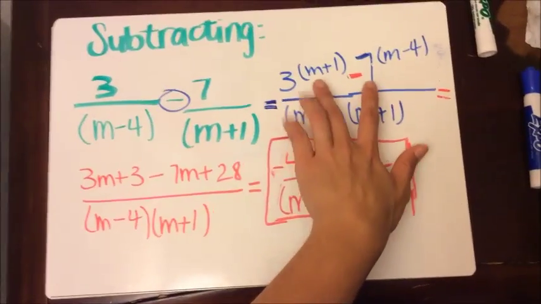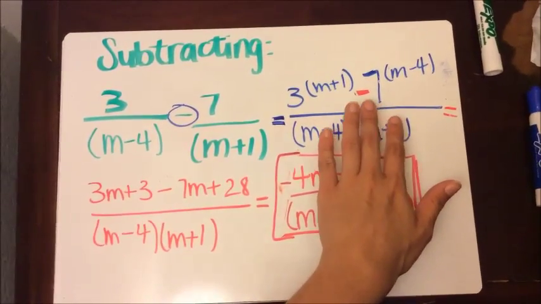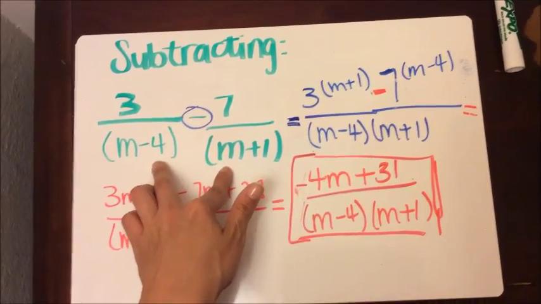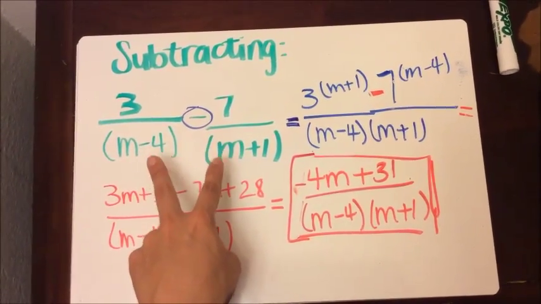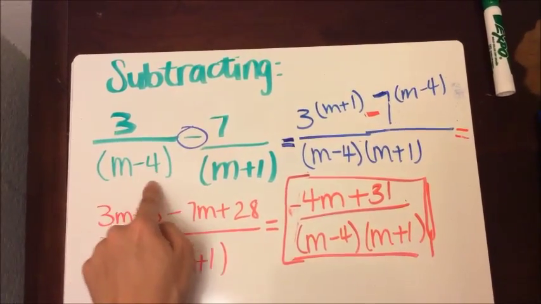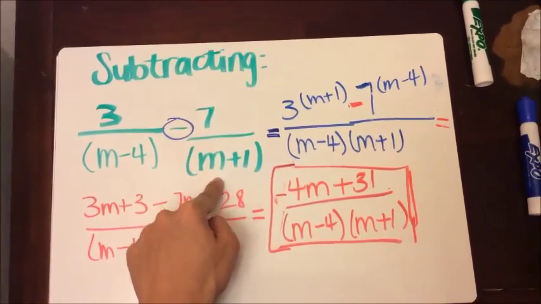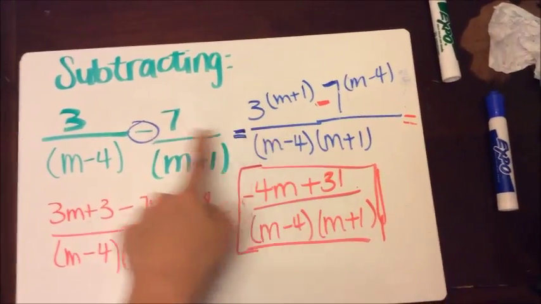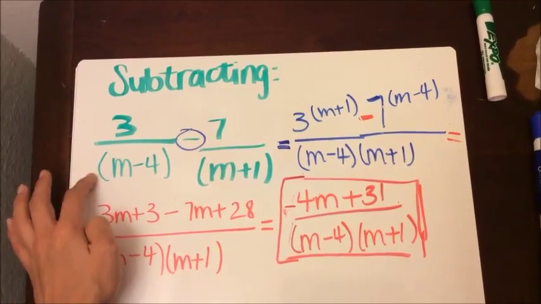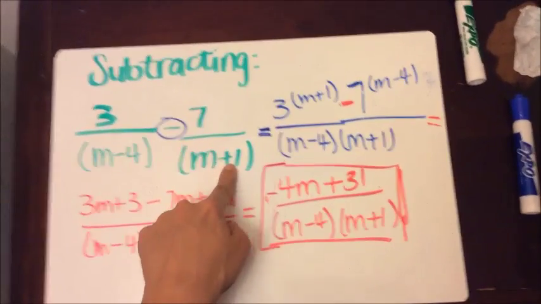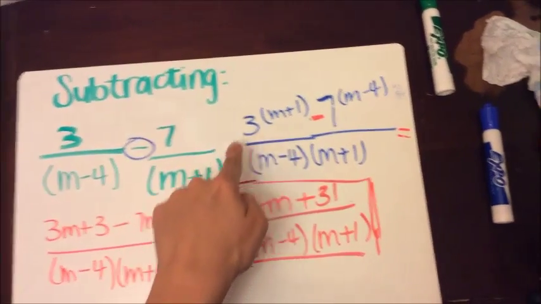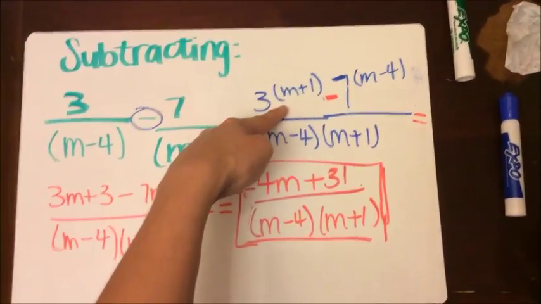So we don't do anything yet to the numerators, we just write them as they are. Then we have to think, can this be simplified? It can't, first of all. Second of all, do these have any overlap? There is no overlap because we have an m minus 4 and an m plus 1. Okay, so then we have to think about our next step. What is the first fraction missing from the denominator that the second fraction has? It has an m minus 4, but it doesn't have an m plus 1. So we know that we have to multiply it by m plus 1.